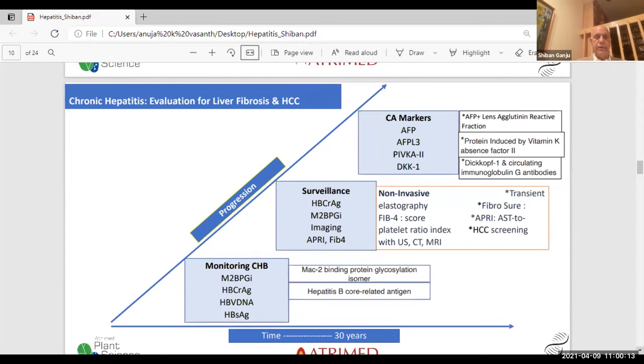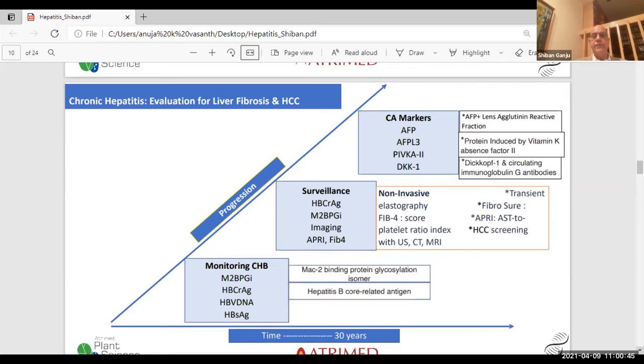Now we have the age-old test that we did before, which, as I mentioned earlier, is the DNA level, e antigen and core antigen antibodies, but there are other fancy tests that we do on them, and they're mentioned here. The lowest square is chronic hepatitis B. If you're just monitoring it, these are the newer tests that we can do: Mac-2 binding protein isomer, or you can do a hepatitis B core-related antigen, HBV DNA and surface antigen.